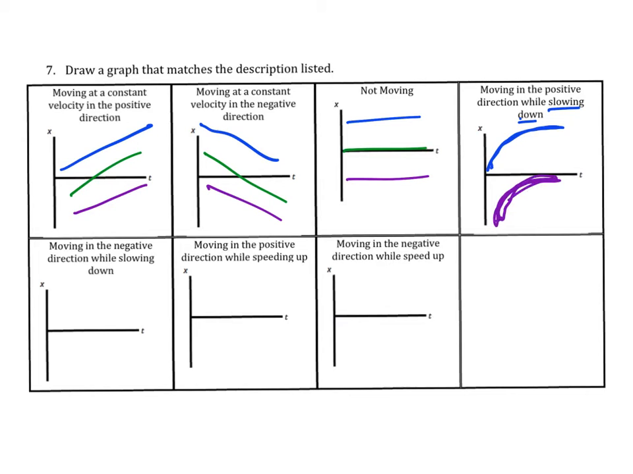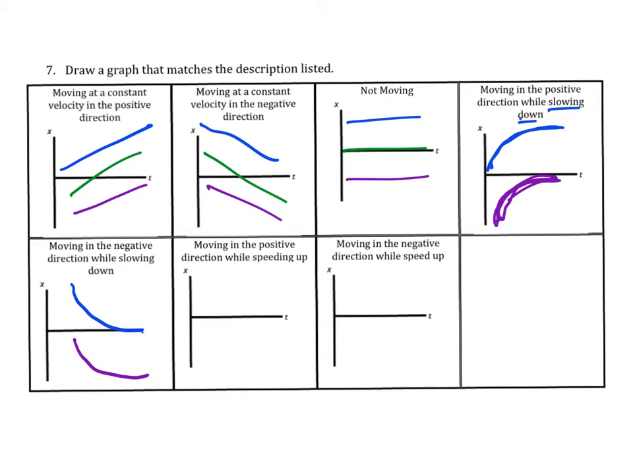Next one, moving in the negative direction while slowing down. Again, we want that curve that's getting flatter. This time we just want it to head down on the graph. So we're looking for a curve like that. And again, it can go underneath your graph if you want, or underneath your x-axis.